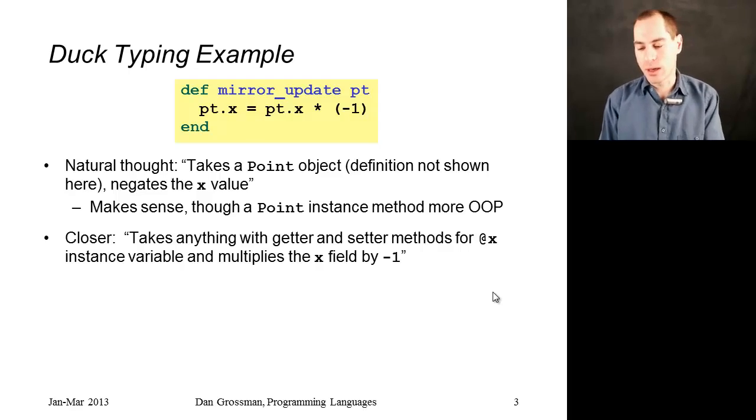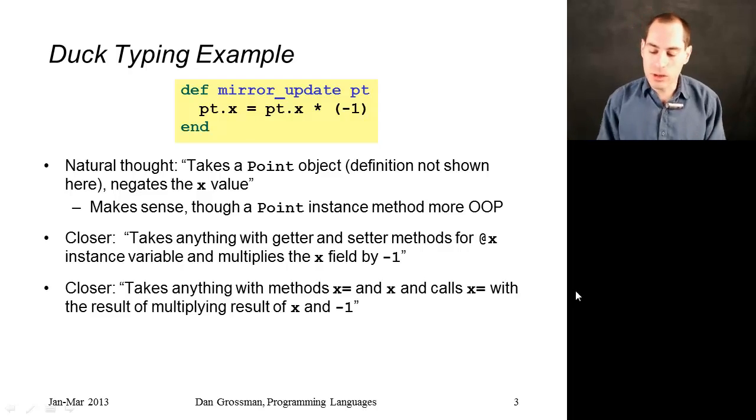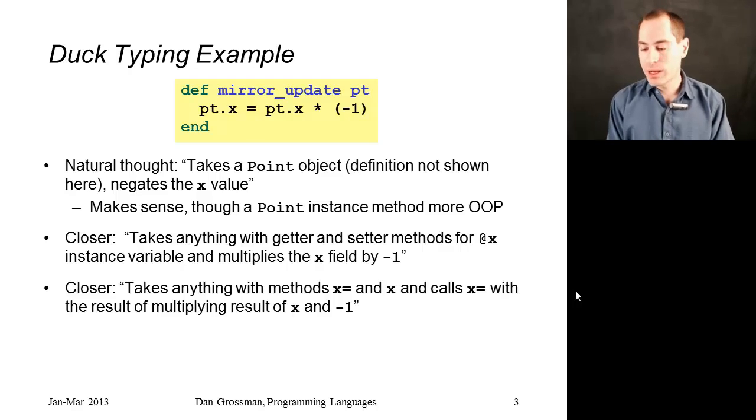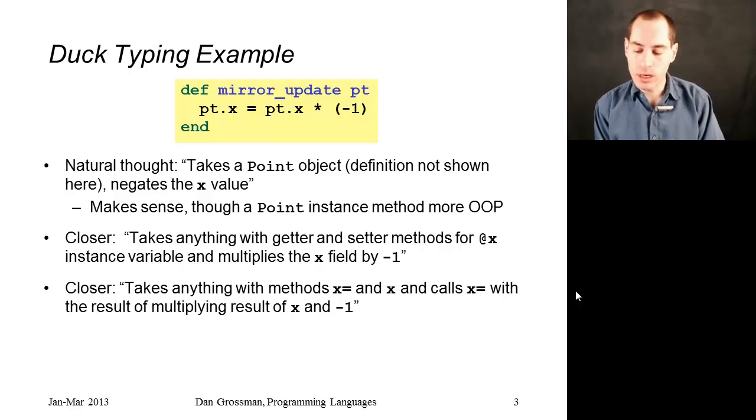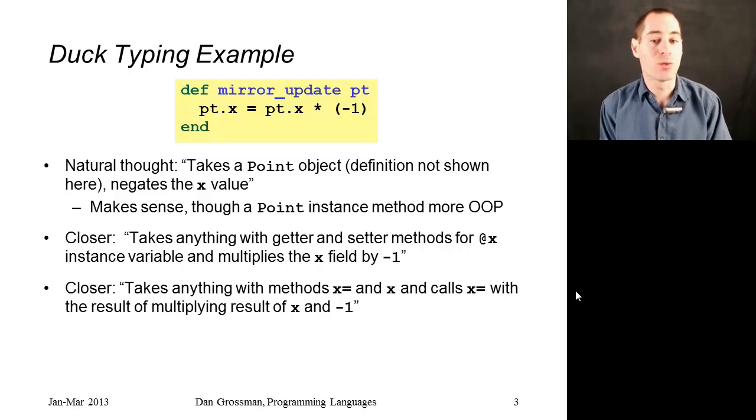You're assuming that the getter and setter methods are actually updating an @x instance variable, and that's part of the object implementation that's none of our business as the writers of mirror update. So a more precise description yet would say that mirror update can take anything with methods x= and x. And what it does is it calls the x= method with the result of multiplying the result of calling the x method by -1.